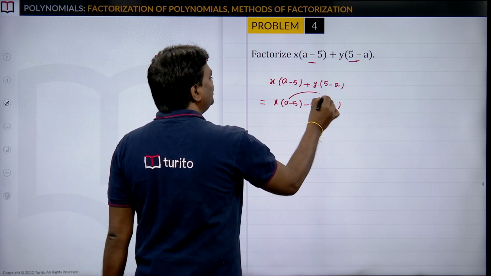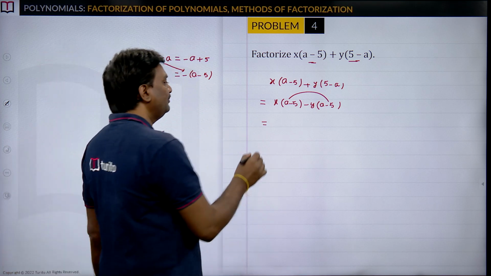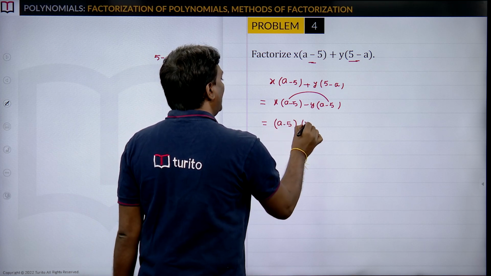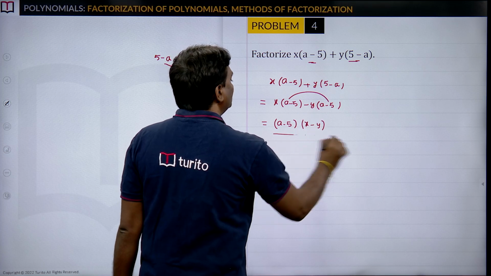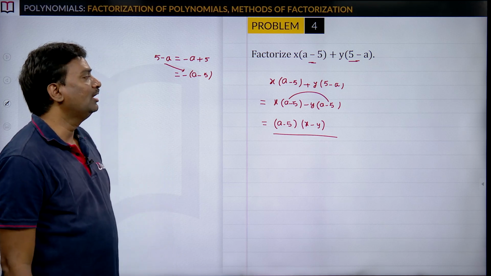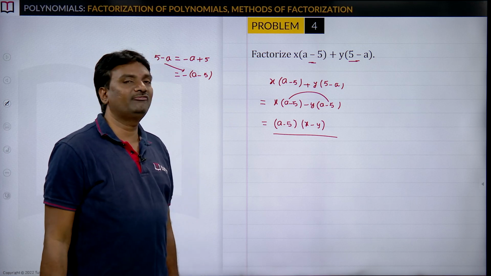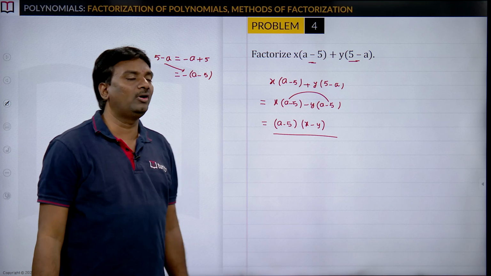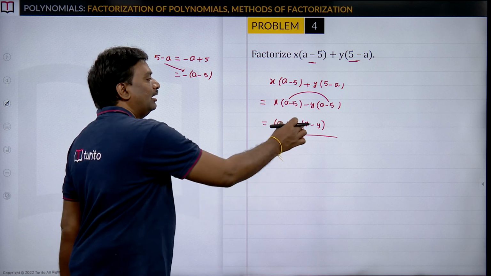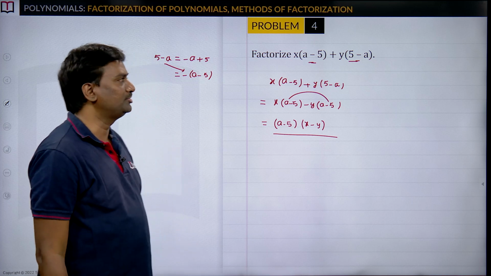By observing these two terms, clearly we can say a minus 5 is the common term. So, by taking a minus 5, here we have x, here we have minus y. So, a minus 5 into x minus y. So, we can express the given polynomial x of a minus 5 plus y of 5 minus a as the product of two polynomials a minus 5 and x minus y. So, by multiplying these two, again we will get the given polynomial only. So, hope you understood. Next problem.